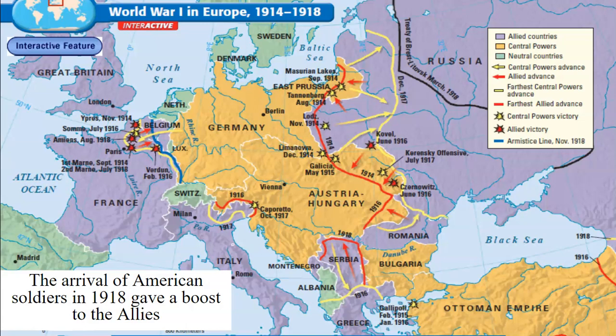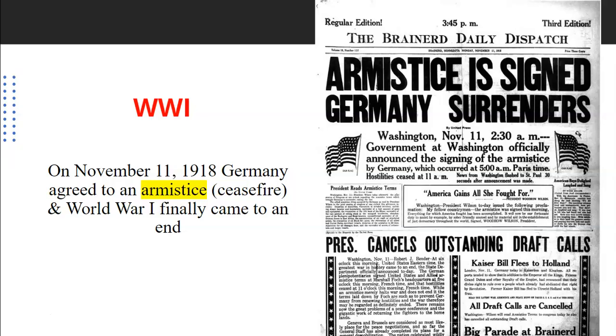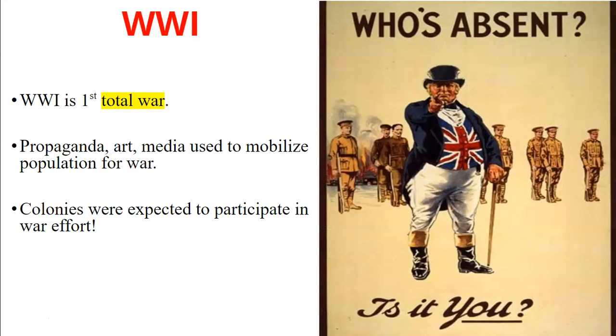So the arrival of the American soldiers, of course, in 1918 is going to give a boost to the Allies. The war is going to end really soon right after. November 11, 1918, Germany agrees to an armistice, a ceasefire, and World War I comes to an end.